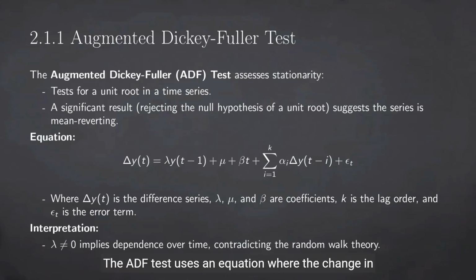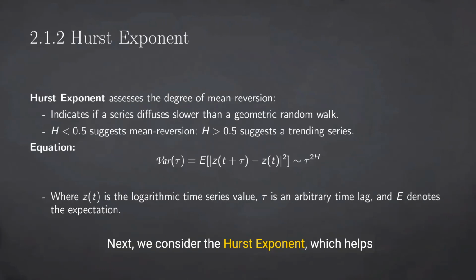The ADF test uses an equation where the change in the series at time t is a function of the series value at time t-1 plus adjustments for trend and cyclicality over time, captured by specific coefficients and a lagged series of changes. In simple terms, the equation looks at how much the change today, delta yt, is influenced by the value yesterday, yt-1, plus a trend component and past changes. The test checks if these relationships are statistically significant to conclude if the series wanders like a random walk or has predictable patterns.